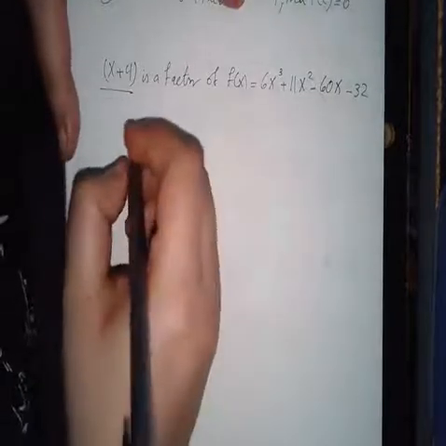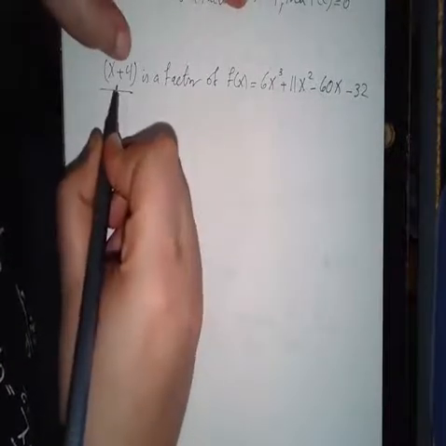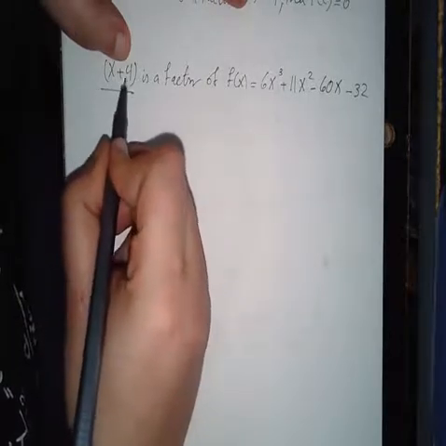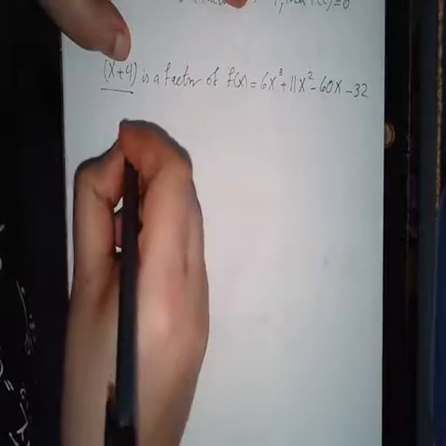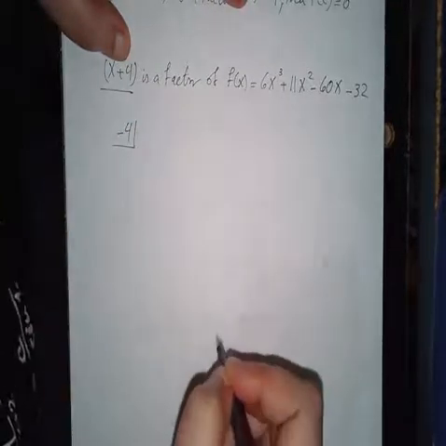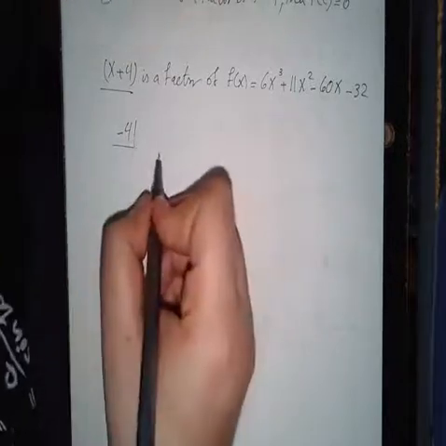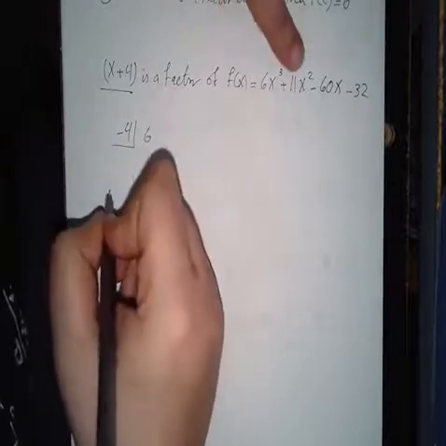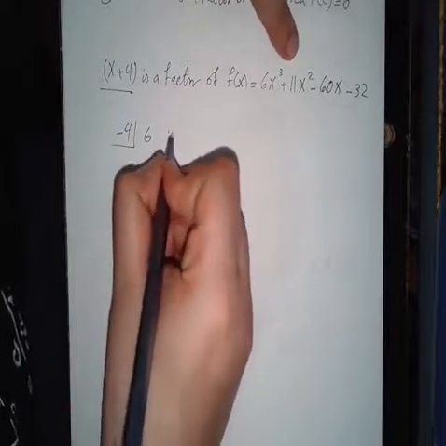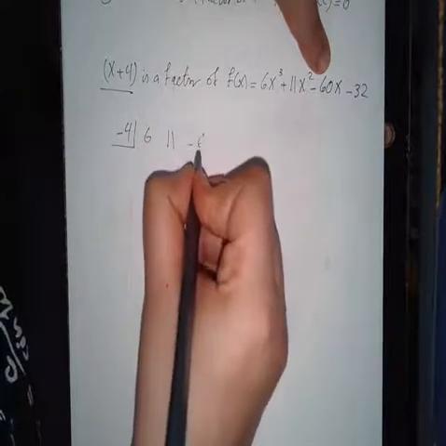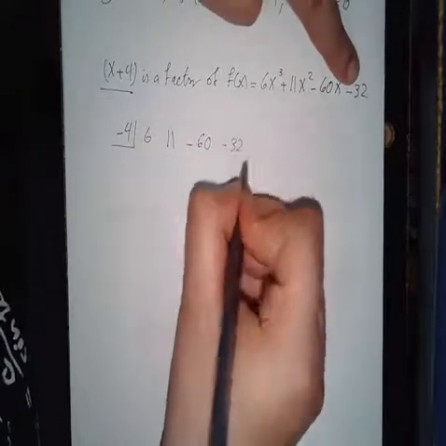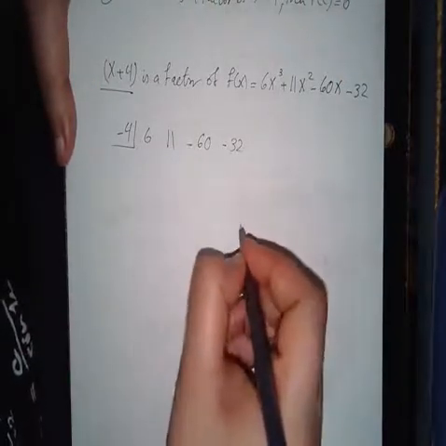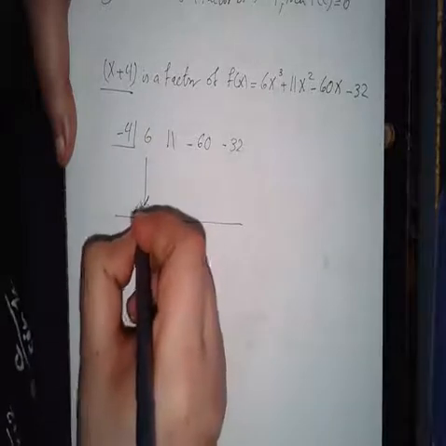So let's do that. What we're dividing by, since the form is x minus c, and over here we have x plus 4, that tells you that the value is going to be what? Negative 4, right? Now let's write down what the numbers are going to be. You have 6x cubed, so the first one is 6, and then 11x squared, so the next one is 11, negative 60x, and then negative 32. Okay? Now, leave room, draw a line. I'm going to grab a 6 and move it all the way down.